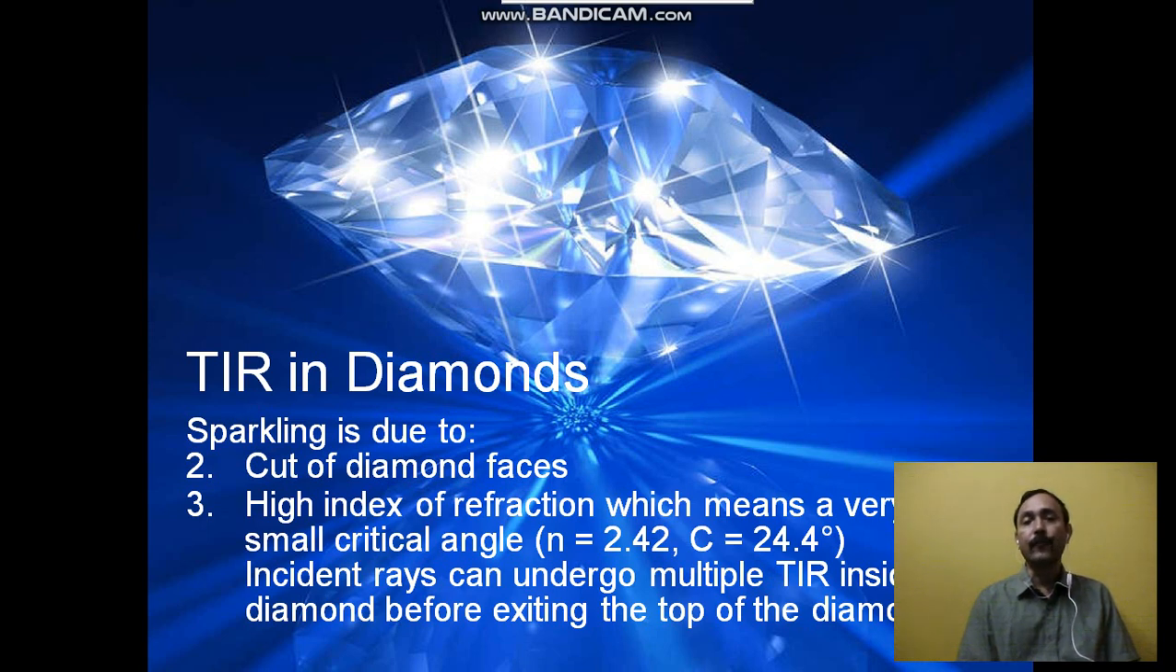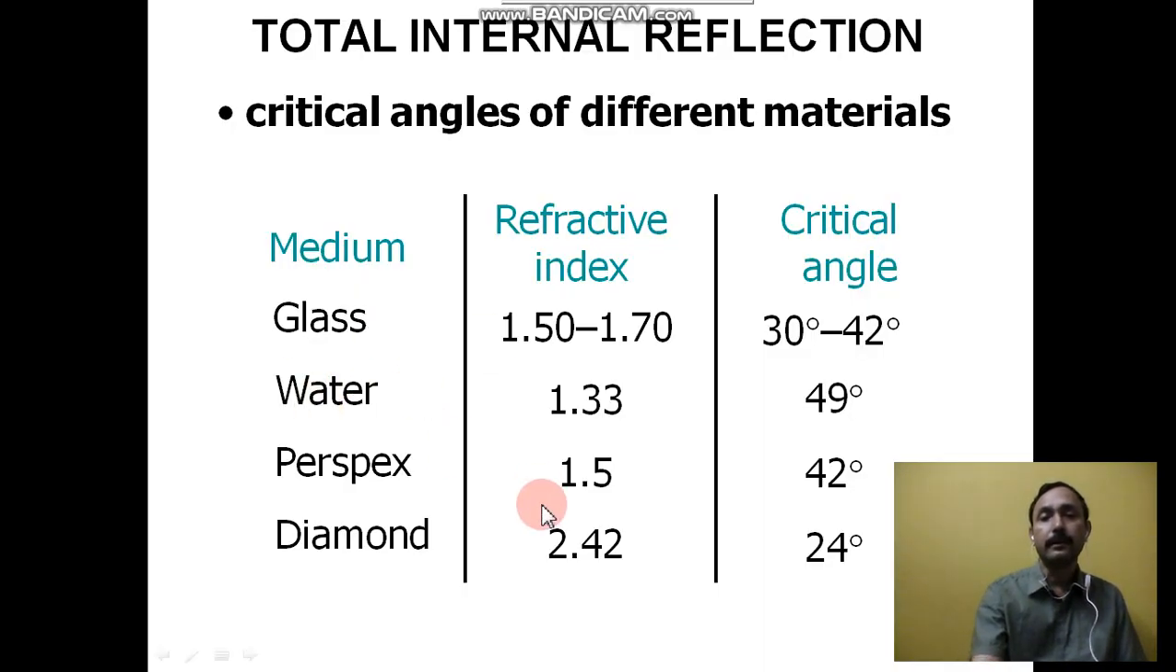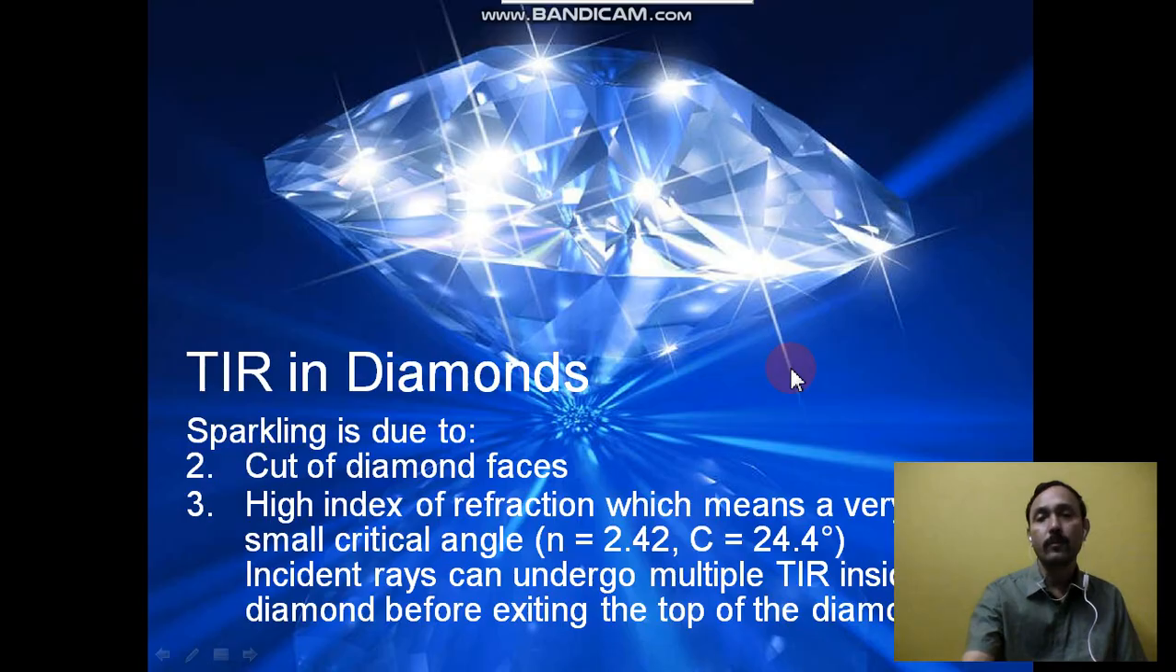which means a very small critical angle. Here you can see diamond, its refractive index is 2.42 and critical angle is very small, 24 degrees compared to others. So high index of refraction, which means a very small critical angle. Incident rays can undergo multiple total internal reflections inside a diamond before exiting the top of the diamond.